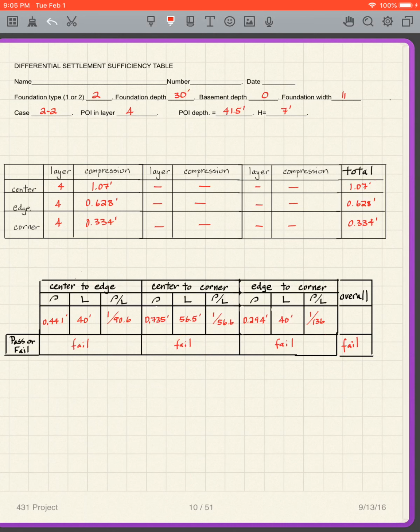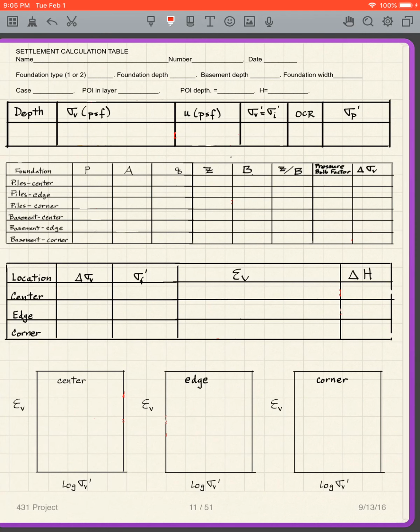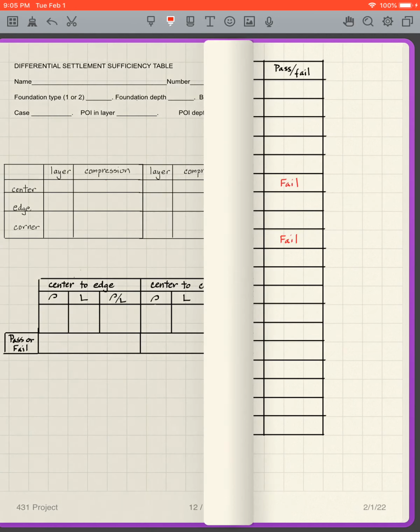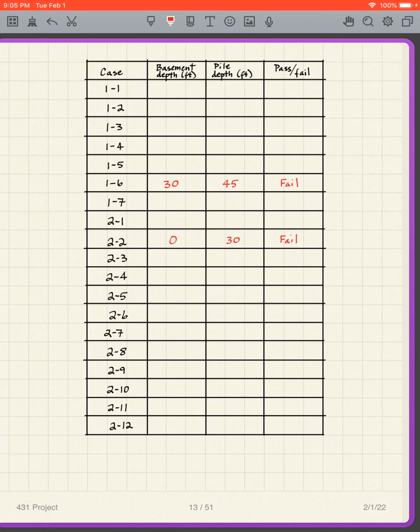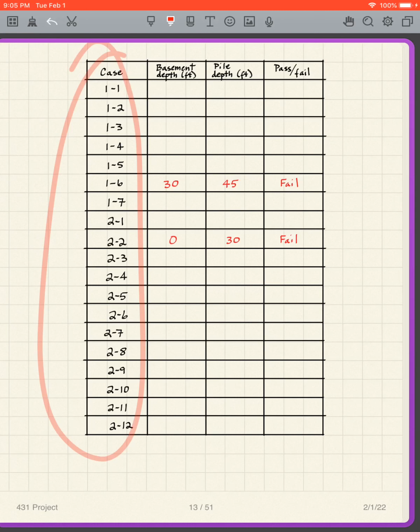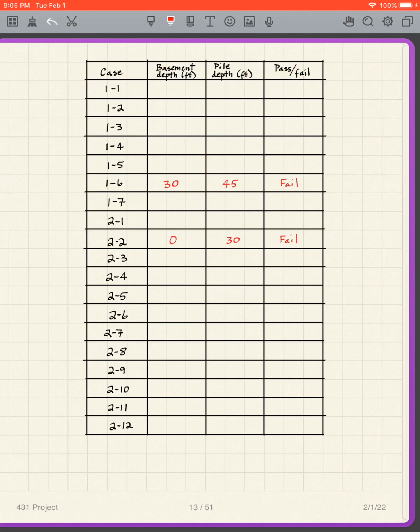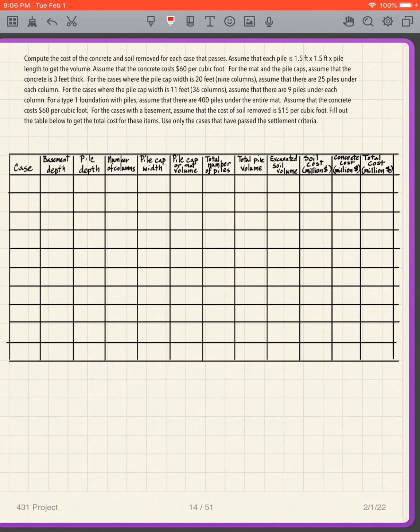That's why we try other cases and see if it works. So these are blanks I'm giving you. You can print them out, fill them in, do it for all of the cases, and then when you're done, you summarize them here. You write down the basement depth, the pile depth, and whether it passes or fails. So fill out this table to list everything that you've done, and then once you've done that, I want you to put together some costs.